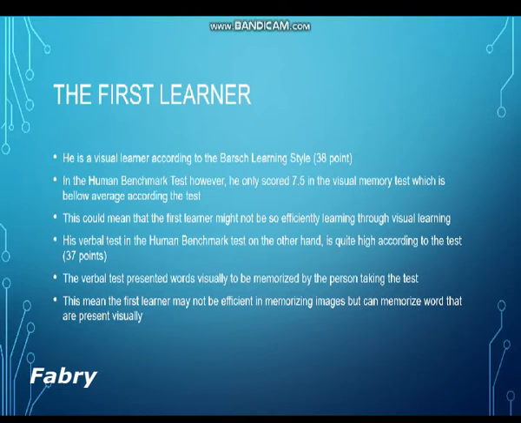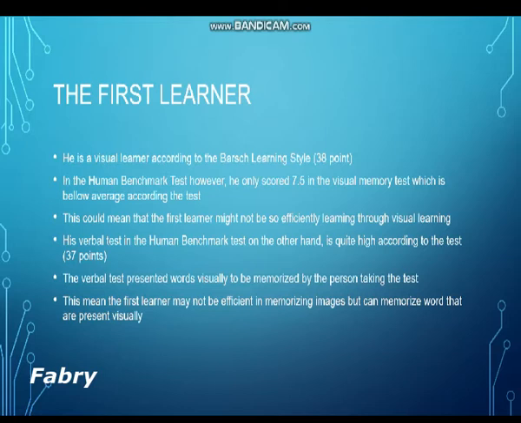The first learner, according to the BUS learning style, is a visual learner, scoring about 38 points. In the human benchmark test, however, he only scored 7.5 points in the visual memory test, which is below average according to the test. This could mean that the first learner might not learn so efficiently through visual learning.